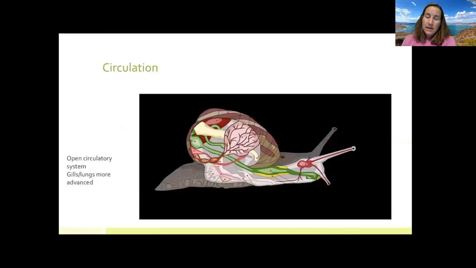Their circulation, how's their circulation? Bivalves had an open circulatory system, and so do gastropods. Open circulatory system. And we mentioned it's either going to have gills or a pneumostome, lungs, depending on where they live.